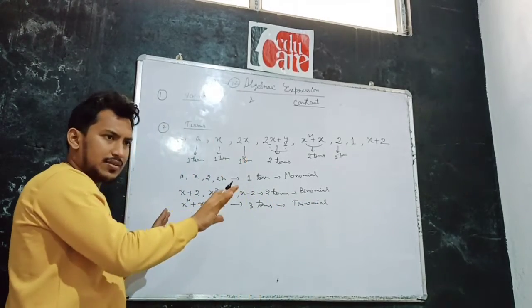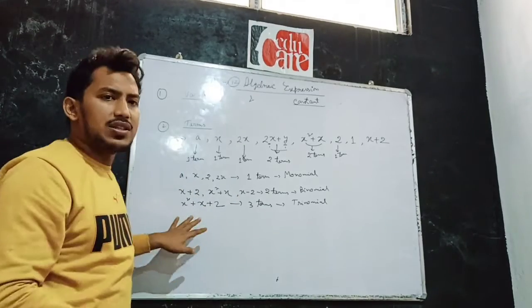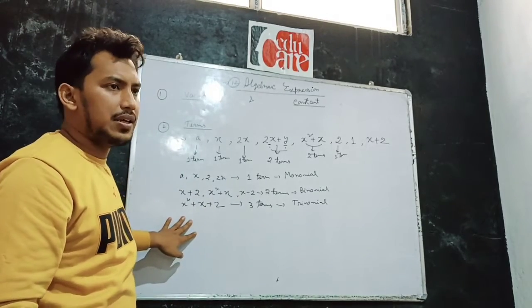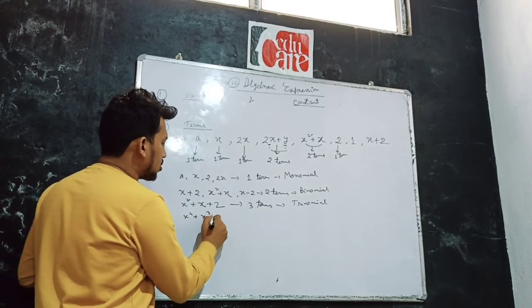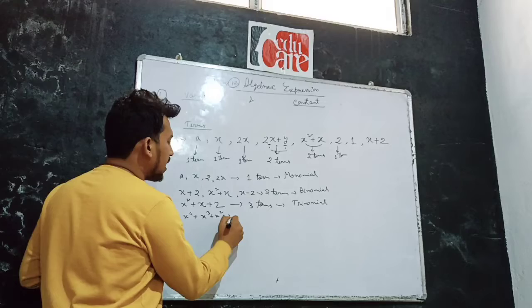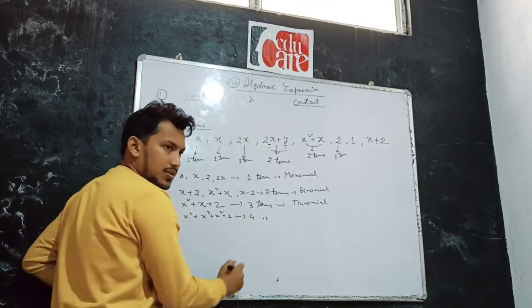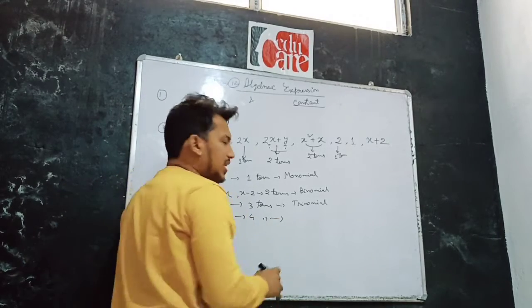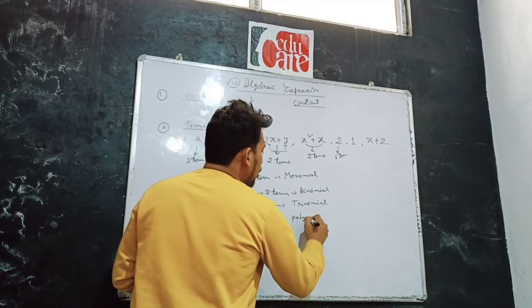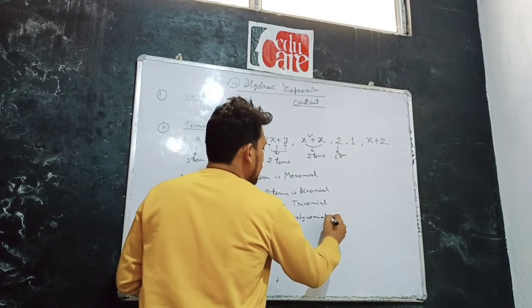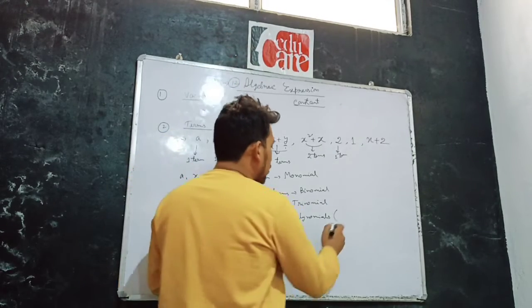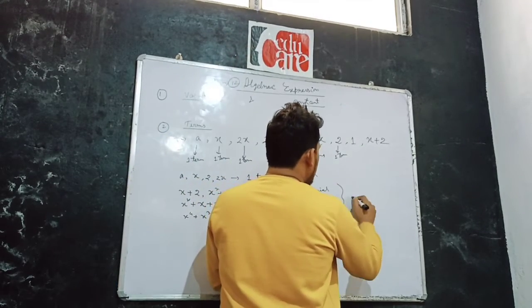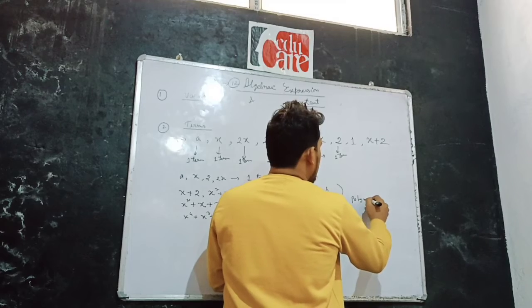And after that, these are all polynomials. Poly means many. Suppose x to the power 4, x to the power 3, x square, 2, four terms. We can call it polynomials, but it can also be called a quadrinomial. Quadri means 4, but all these are polynomials.